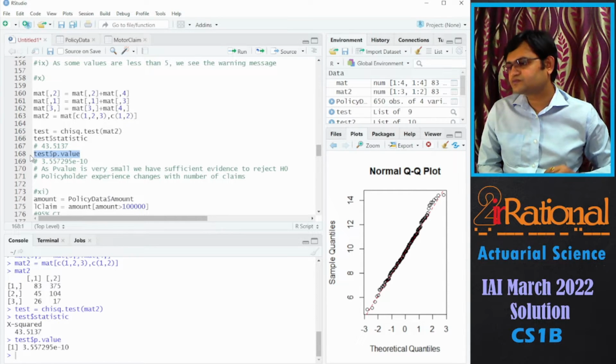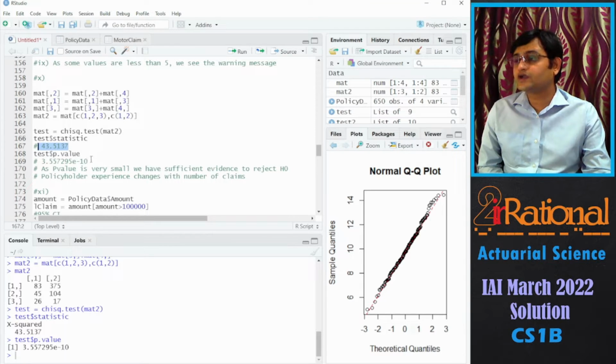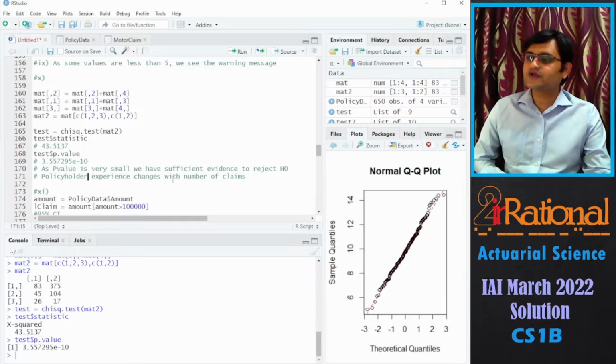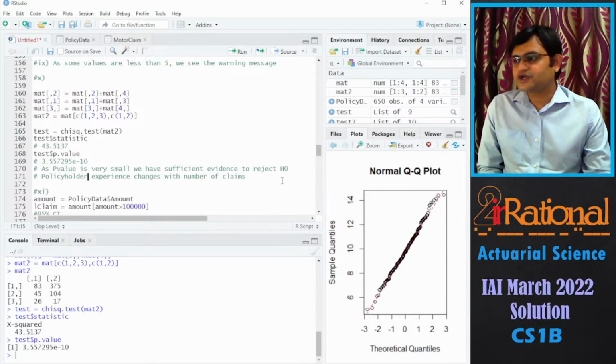So test statistic value is 43.5. P-value is still very small. So same thing, as the P-value is very small, we have sufficient evidence to reject H0. Policyholder experience changes with the number of claims.